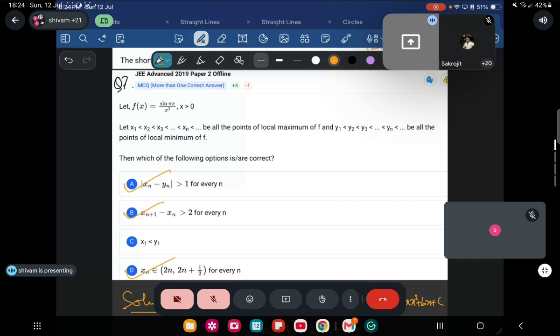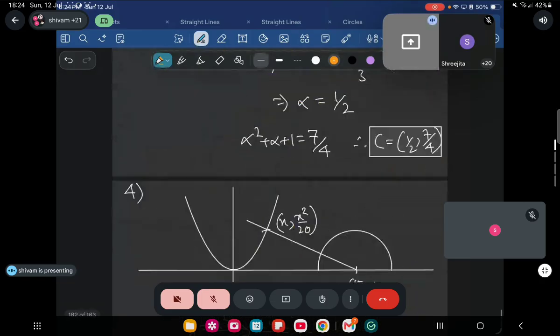Anyone having any doubt, tell me. This one. Yes, who asked? Anyone online? Sir, can you solve this? Okay, let us solve. It is given f of x equal to sine pi x by x square. Okay, everyone, pay attention to how to solve this problem.